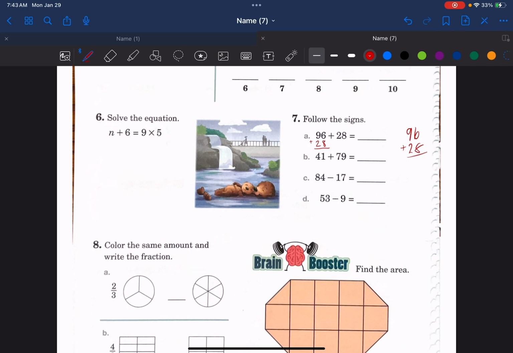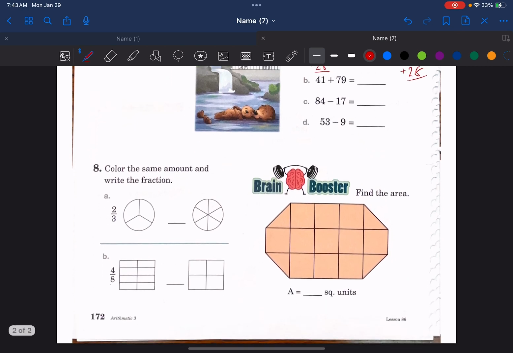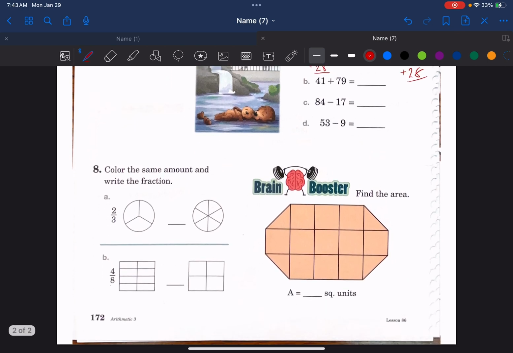Okay, and then color the same amount and write the fraction. So therefore, if I color 2 of my 3 here, well, it made kind of like this shape. So I need to color 2 of them again. But now what's my new fraction? Well, I have 1, 2, 3, 4 pieces colored out of 1, 2, 3, 4, 5, 6. So my new fraction is 4/6.